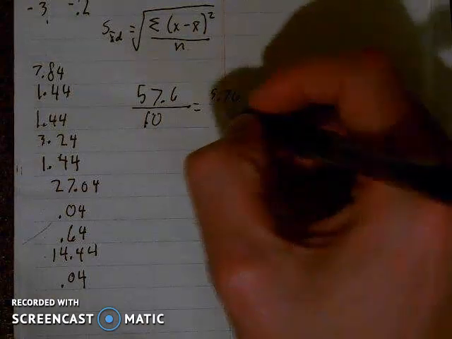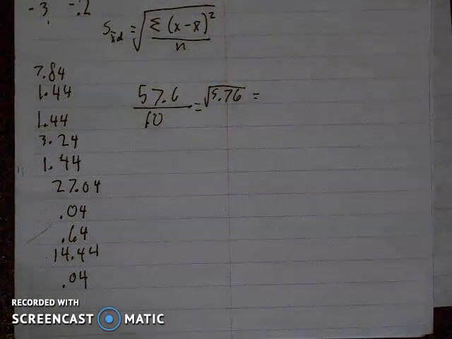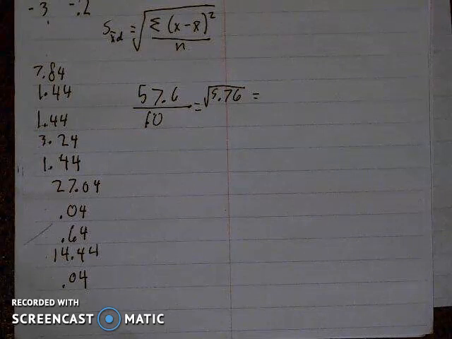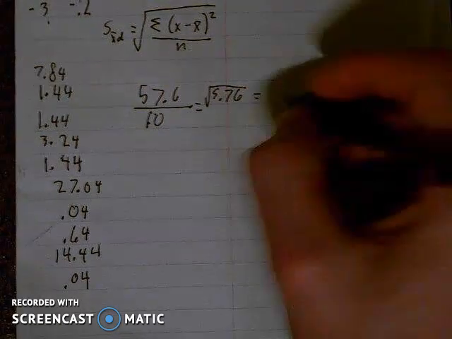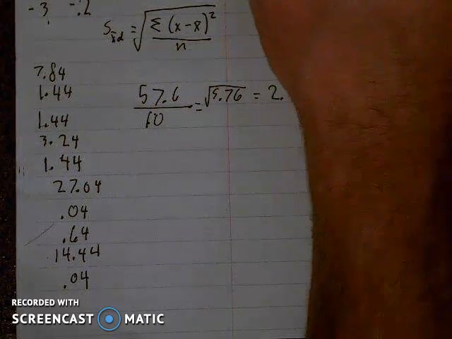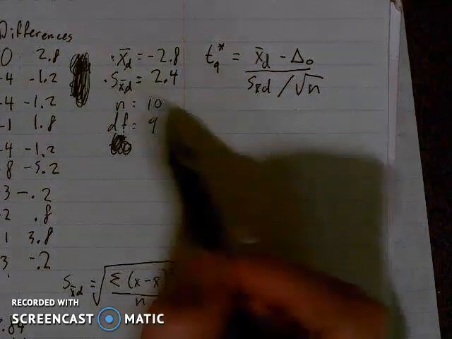What you do need a calculator for is then you need to take the square root of that. So the square root of 5.76, I don't know, maybe you can do it in your head. I can't. It is going to be 2.4. So all of that for a standard deviation of 2.4. All of that work just for this.